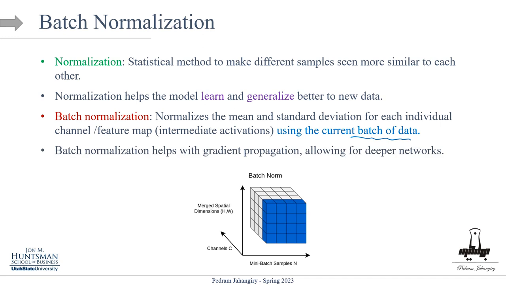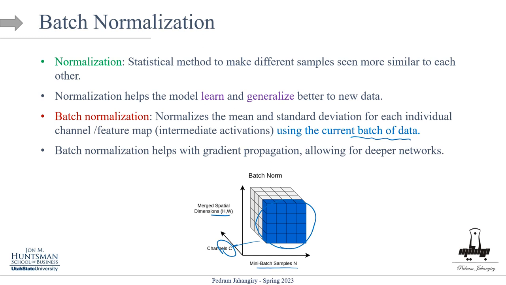So imagine here we have channels. Again, you can think of channels as filters or intermediate activations, right? These are the convolution outputs or feature maps. And then we have height and width. This is our spatial dimension for an image. And here we have samples in a batch, right? So the way that batch normalization works is that we're looking at a batch of data for each channel, for each filter, for each intermediate activation, whatever you name it, right? And that's where the name batch normalization is coming from.